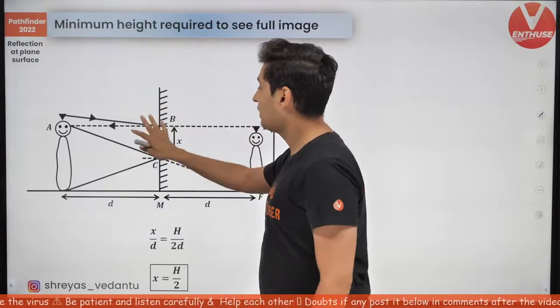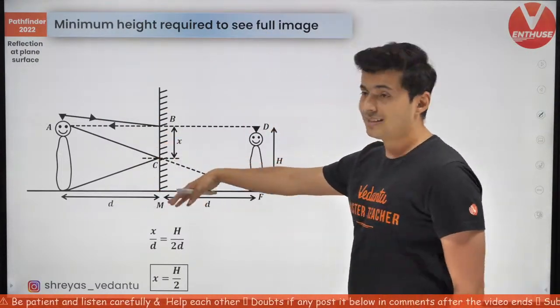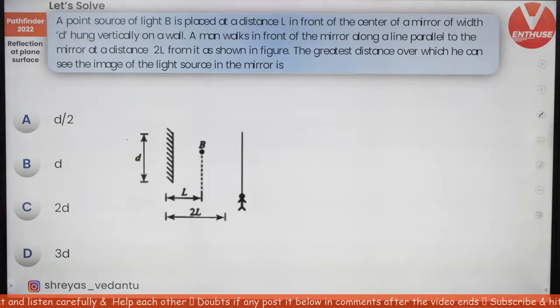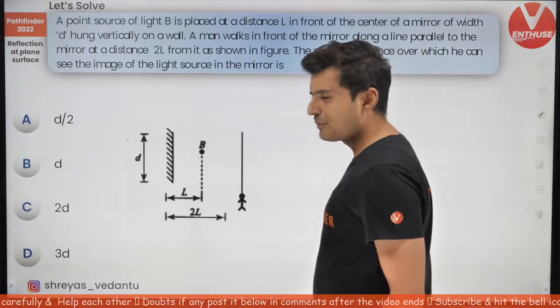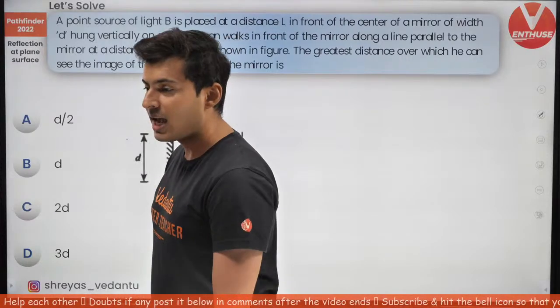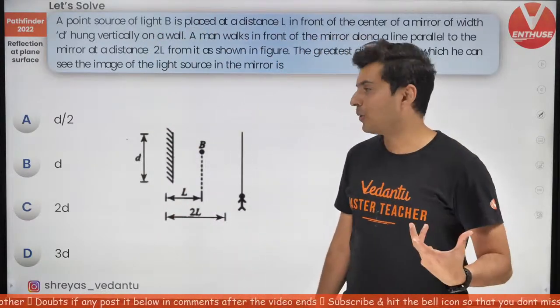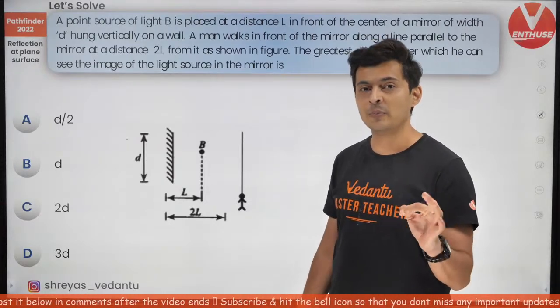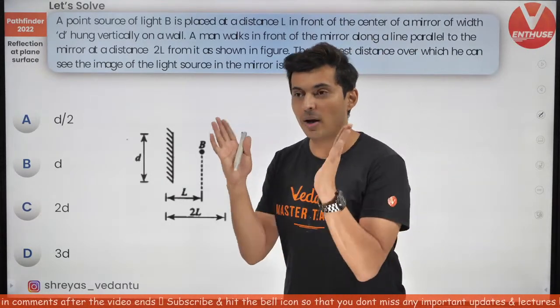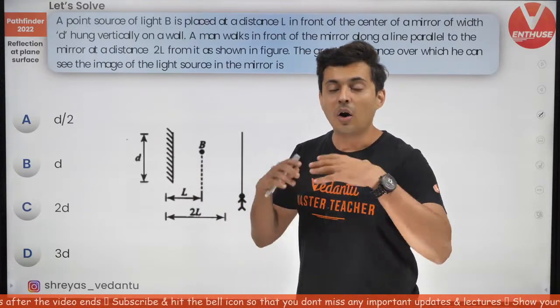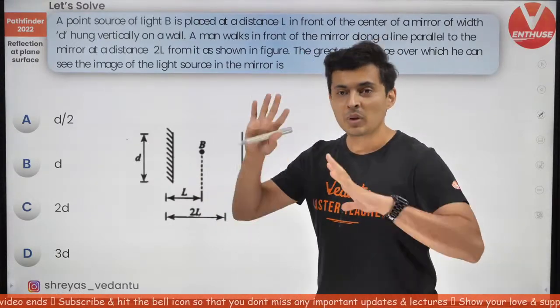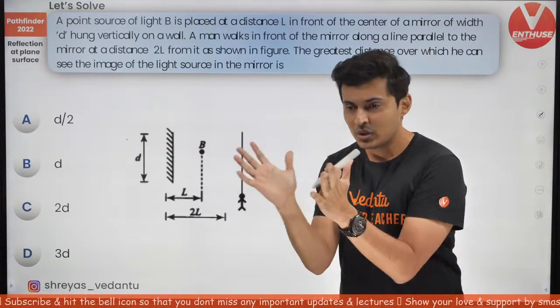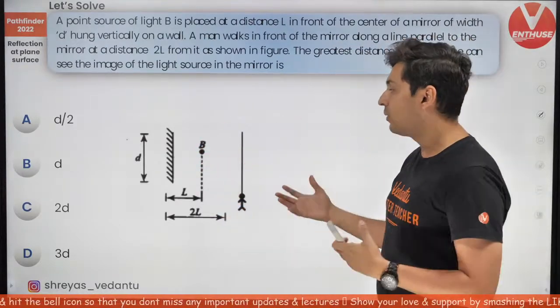Minimum height required to see the full image, irrespective of the distances, is always half your own size. This is another beautiful question. Many students do not know how to solve this, but again, this is a question on field of view. Field of view means till what point are you able to see the image, or how much mirror will you need to see the image till this point. So it's a field of view kind of question.